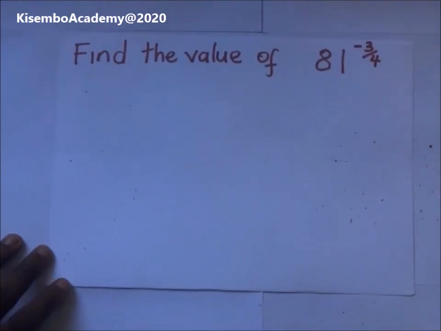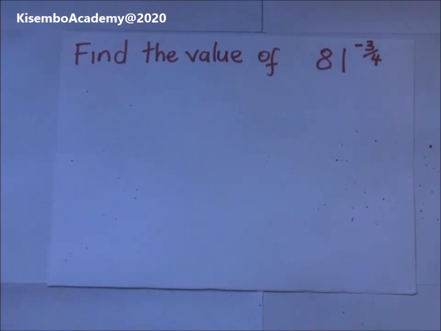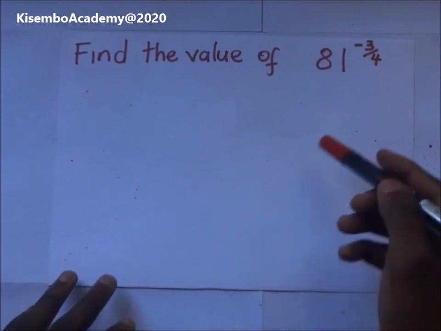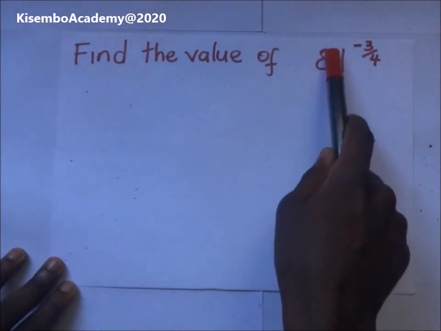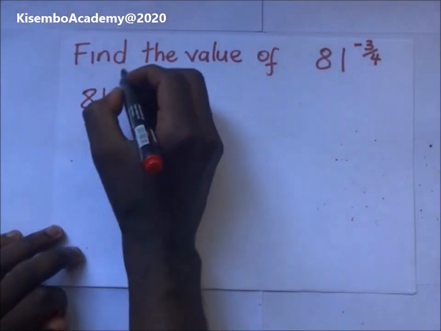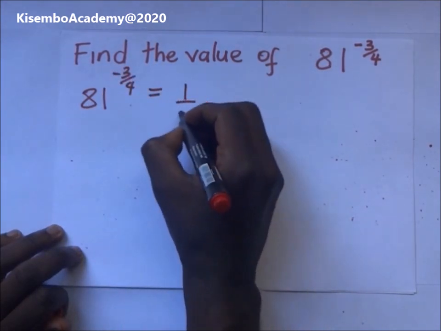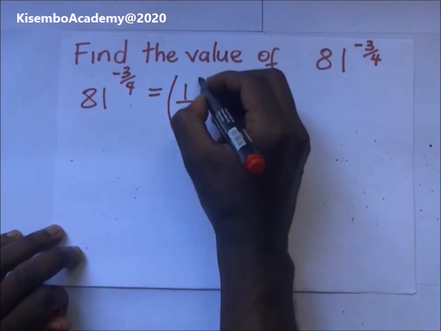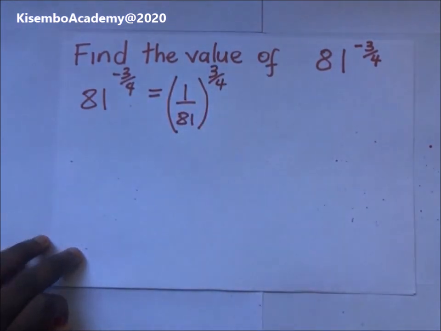So we are required here to find the value of 81 to the power negative 3 over 4. So in a number like this one, we are supposed to first of all remove that negative index. And we say that remove that negative index, it means we are going to find the reciprocal of 81. So the reciprocal of 81 to the power negative 3 over 4 is equal to 1 over 81. That's the reciprocal. But all this is to the power 3 over 4.